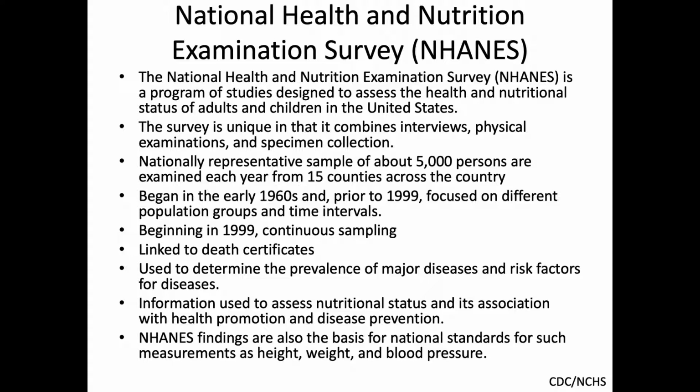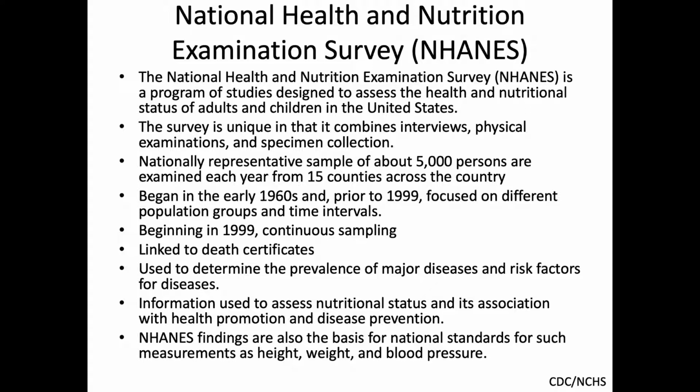It began in the early 1960s, and prior to 1999, it focused on different population groups and time intervals. But in 1999, it started using continuous sampling. And a really interesting aspect of the NHANES is that some of the data are actually linked to death certificates. So you can look longitudinally and see, for example, if people had certain risk factors, look at their trajectory. Did they die of diseases related to those risk factors, for example?